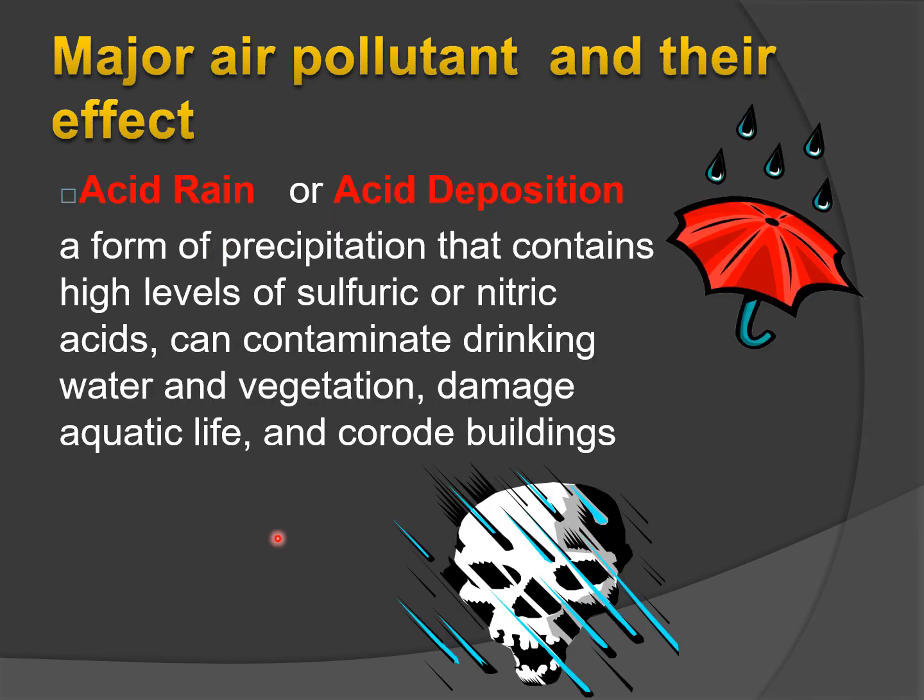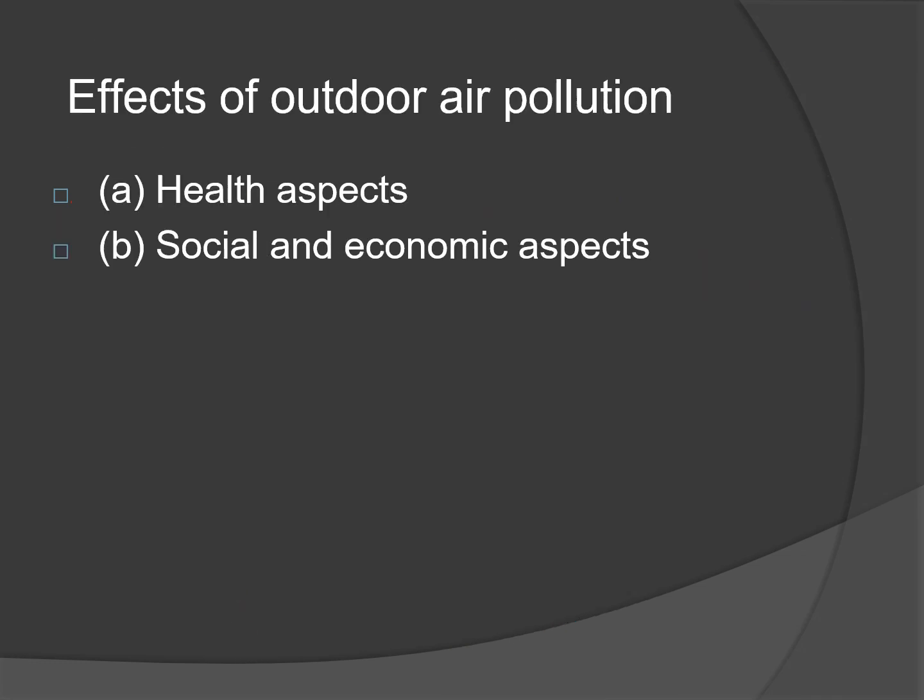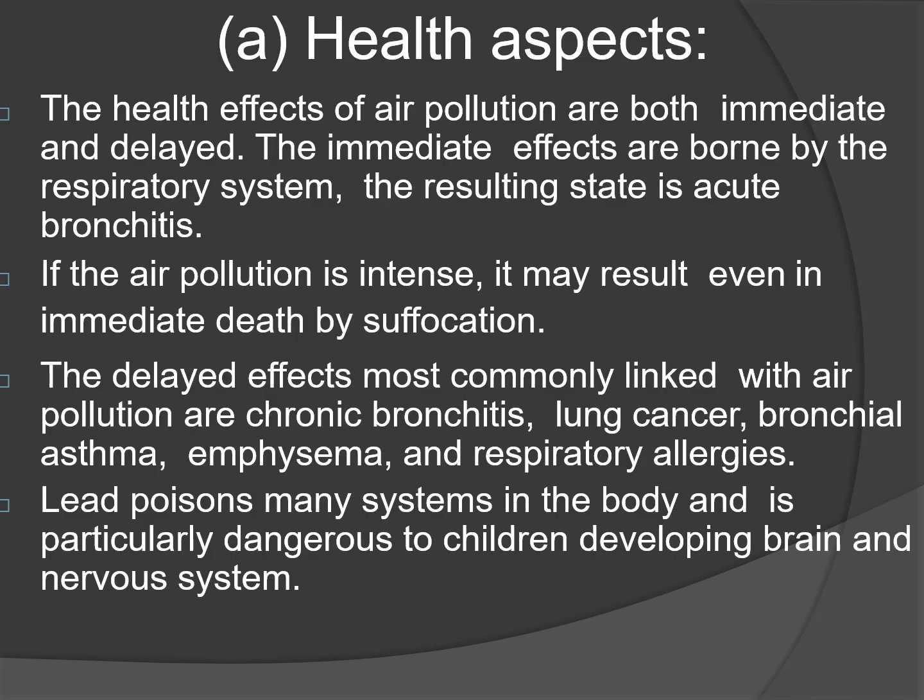Then some of the effects of air pollution include acid rain. It is also called acid deposition, a form of precipitation that contains high levels of sulfuric or nitric acids, can contaminate drinking water and vegetation, can damage aquatic life and corrode buildings. So the effects of air pollution include health aspects and social and economic aspects. Let us see one by one.